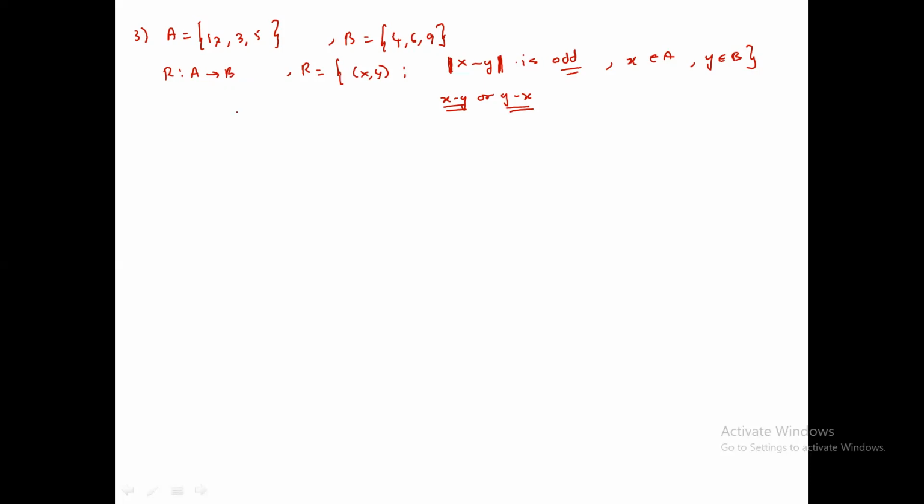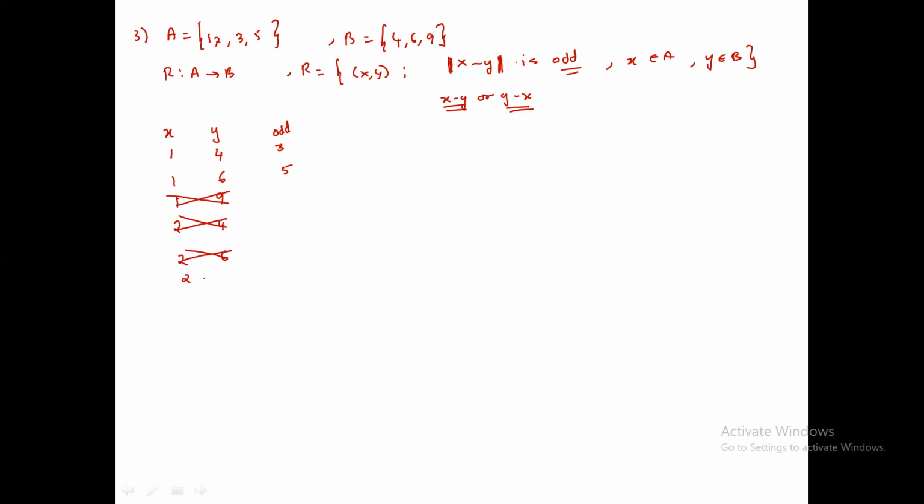Maintaining all these, we have to make the relation. Okay, so how will you take x and y? I will take x and y one by one. 1 minus 4, or 4 minus 1 will be 3, which is an odd number. Then 1 minus 6 or 6 minus 1, 5. It is an odd number. Then 1 and 9 you can't take because the difference will be an even number. Next, 2 minus 4 or 4 minus 2 you can't take. It is an even number. 2 and 6 you can't take.